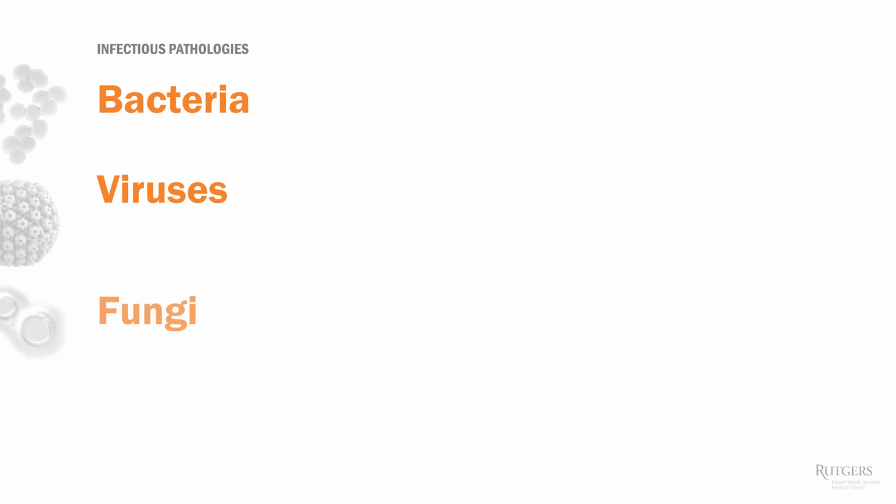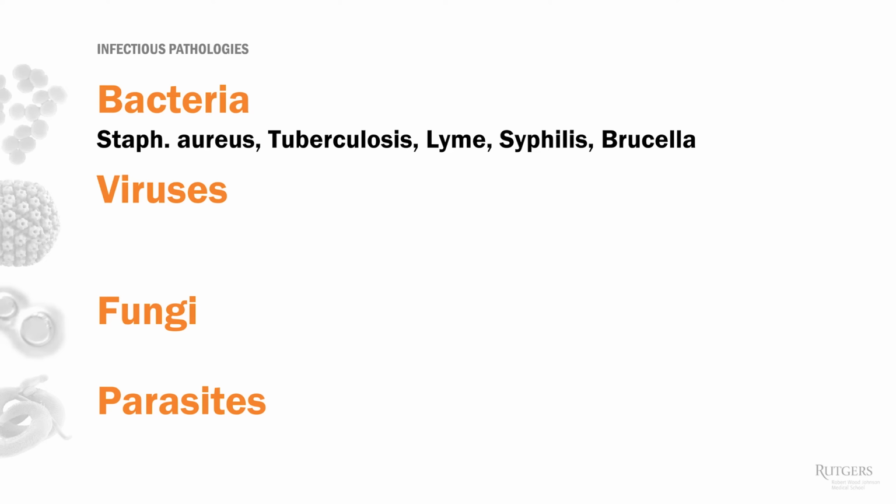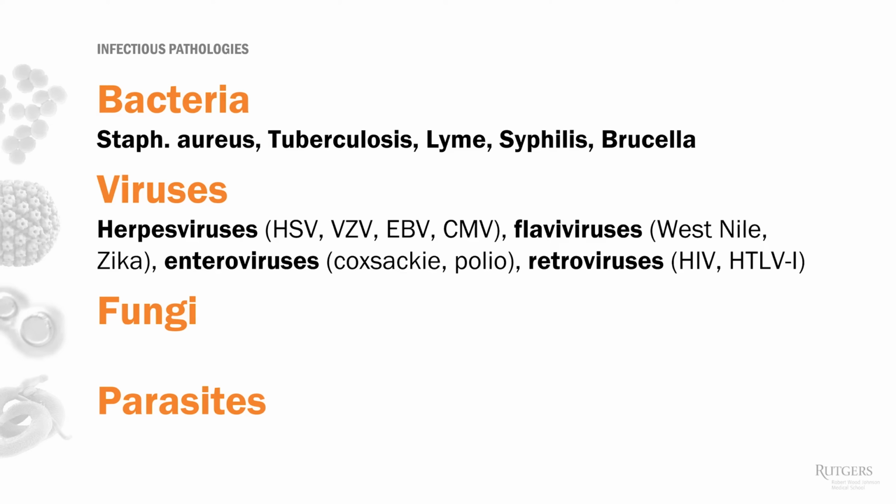Let's talk about germs. We are essentially dealing with four groups of organisms: bacteria, viruses, fungi, and parasites. But you already knew that. In the bacterial category, the usual suspects include Staph aureus, tuberculosis, Lyme, syphilis, and brucella. Viruses causing myelopathy are herpes viruses, like HSV2 and VZV, flaviviruses, like West Nile and Zika, enteroviruses, like Coxsackie and polio, and retroviruses, such as HIV and human T-cell lymphotropic virus type 1, HTLV, which causes tropical spastic paraparesis. Tropical, because it's prevalent in equatorial regions, and spastic paraparesis refers to the virus's love for the motor tracts in the spinal cord.